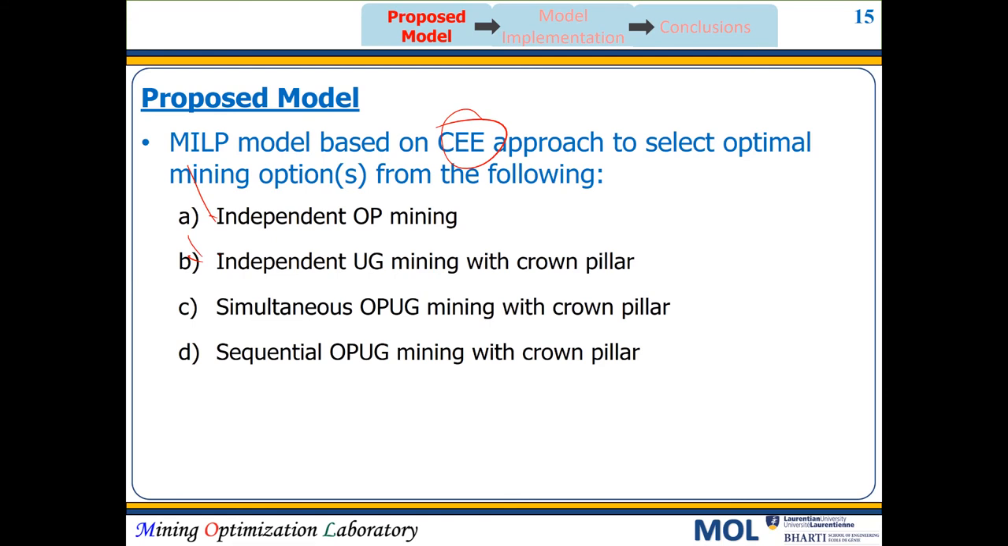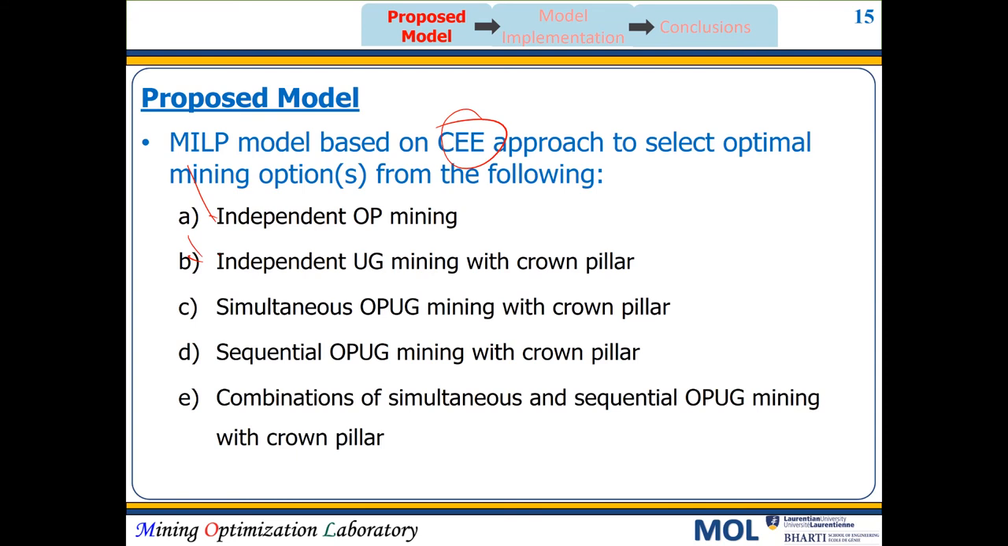So in other words, some part of the mine should be open pit and then some part should be underground, simultaneously being mined at the same time, or sequential, which means open pit followed by underground mining operation, or a combination of both simultaneous and sequential. So in this case, open pit and underground start at the same time, and then at some point in time, there's a transitioning between the open pit to the underground operation.